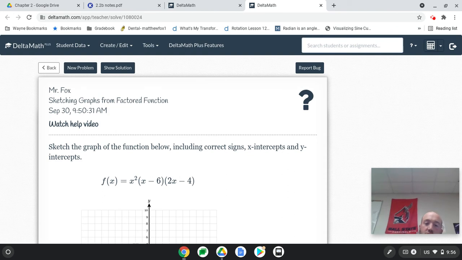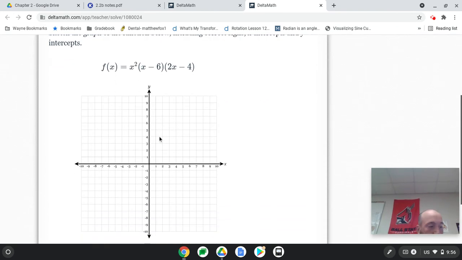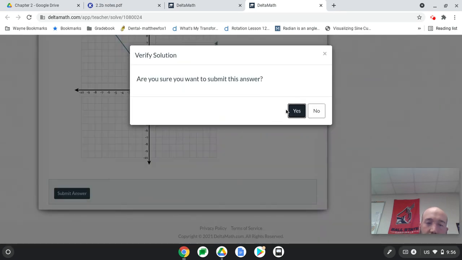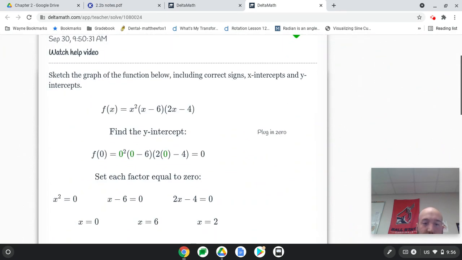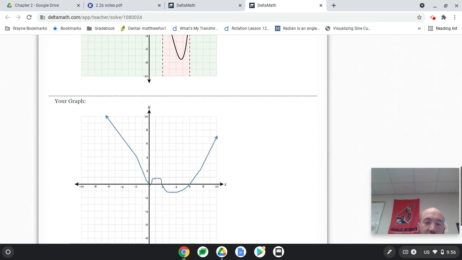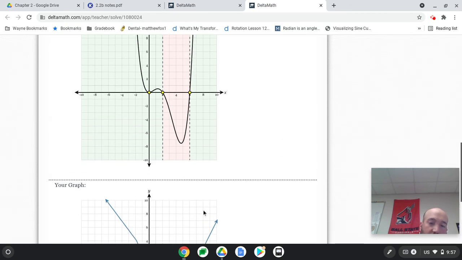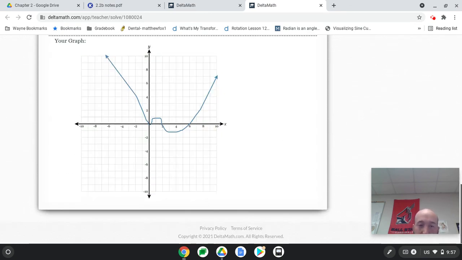And so when we go over here, once again, starts high, comes down to 0 and touches, then crosses at 2, crosses at 6, and we are done. Is it perfect? No, but it's good enough for Delta Math, okay? And as you can see, it looks pretty close. They obviously went lower here, and that would be the exact. Mine's just a sketch, but it's pretty close.